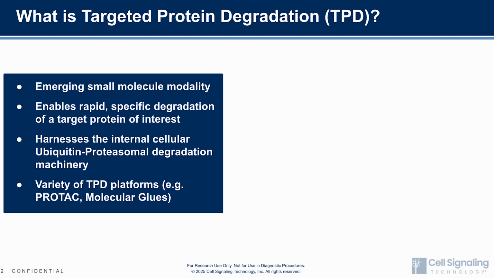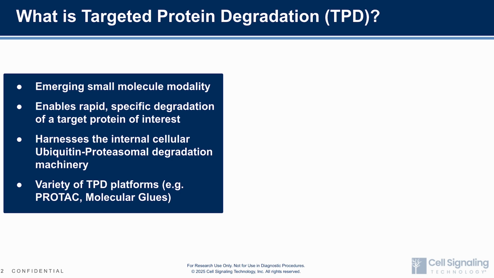This is an emerging drug modality that involves a small molecule. What's interesting about targeted protein degradation is that it enables a really rapid and specific degradation of a target protein of interest. And it does this by harnessing the internal cellular machinery, specifically the ubiquitin proteasomal degradation machinery. Now, this machinery is typically utilized for degradation of various proteins during a normal cell's ongoing function. In the case of TPD, it's harnessed to deliver a targeted degradation.